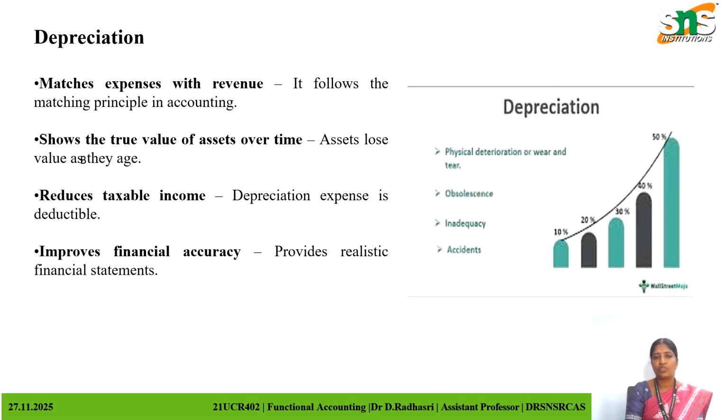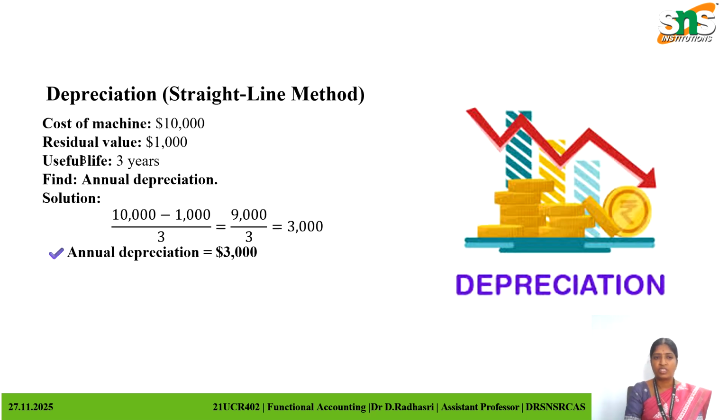It shows the result of the asset over time, and taxable income can be reduced by 10, 20, 30 up to 40 percent. The financial effects can be accounted for by improving financial accuracy. In the straight line method, the annual value of the asset goes down with the usage of the product. The cost of the machine declines under the straight line method.